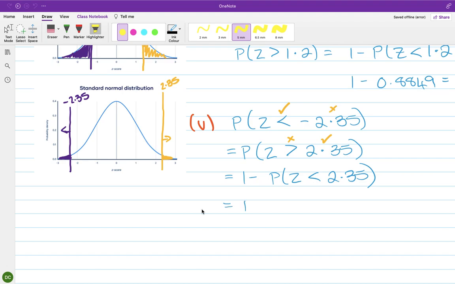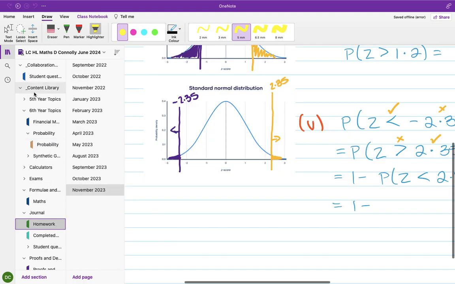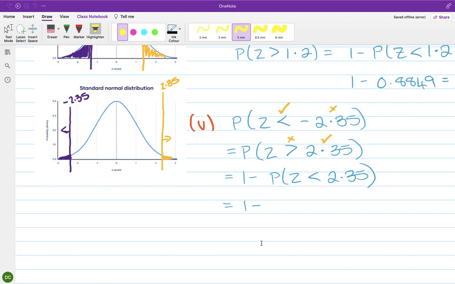So 1 minus 2.35. So into our formula and tables book. Yeah, so 2.3 is here and 5 is here. Okay, so 2.3, there. So 0.9906.